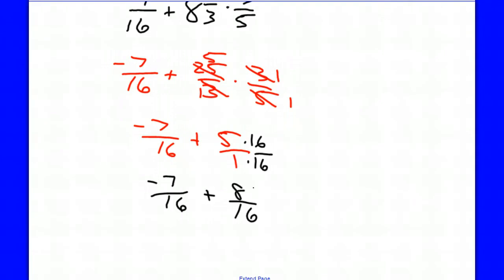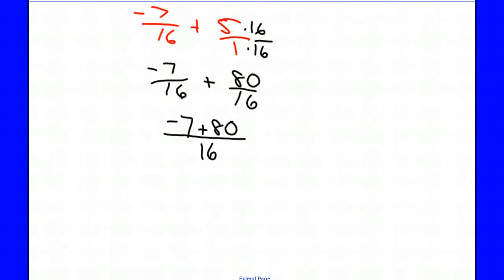Good. Okay, once we get here, now you guys are pretty successful. When we have a common denominator, we simply do what's in the numerator. -7 plus 80 is up there, and it's all over 16, right? And we just have to do what's in the numerator. And what is -7 plus 80, Alex? 73. So we have 73 over 16.